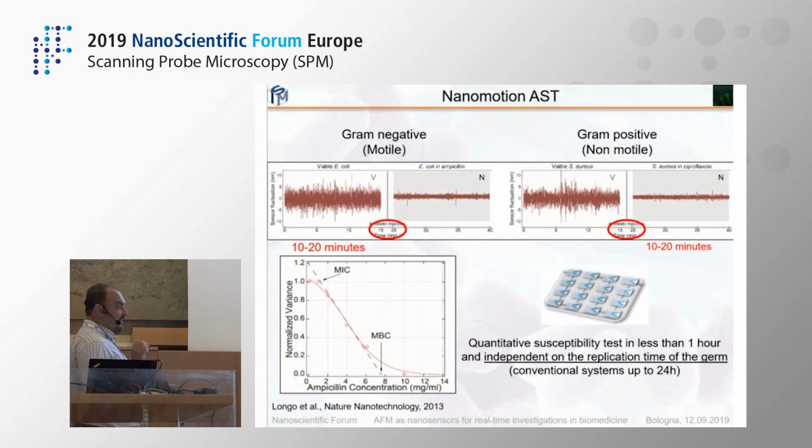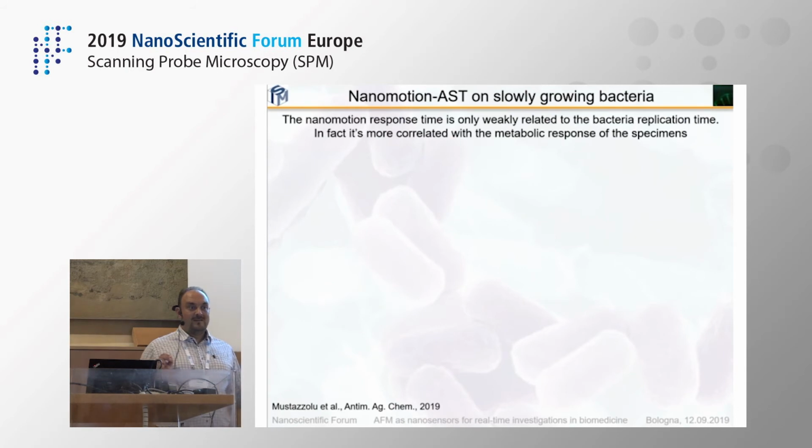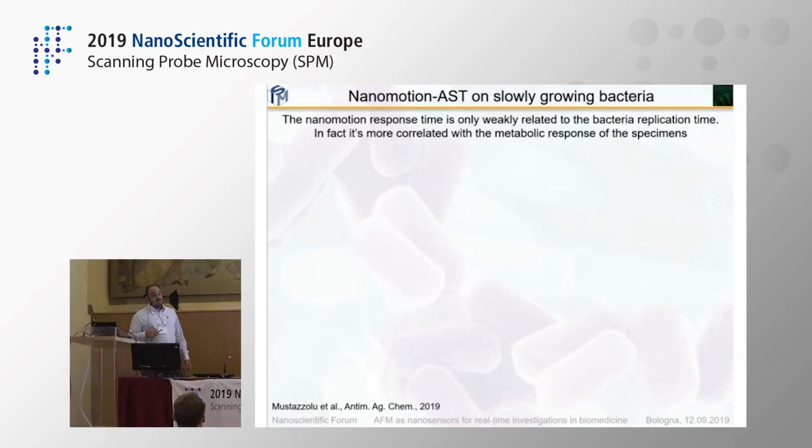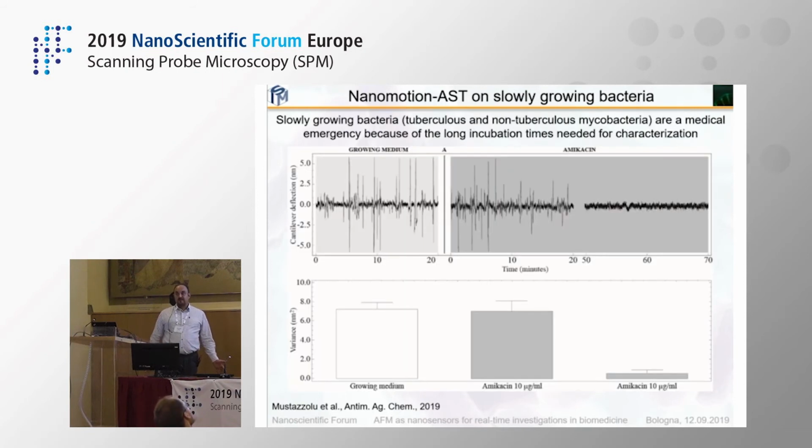And since this response is independent of the replication rate of the bacteria, we decided to take it a step further and tackle a medical emergency, both in developing and in developed regions: slowly growing bacteria, in particular mycobacteria that cause tuberculosis, for instance, or non-tuberculous bacteria. Also in this case, when exposed to an antibiotic, the response of the bacteria in terms of their motion was very fast, and in less than 1 hour we could measure a reduction in the movement. This allowed us to determine, also in this case, different bacteria. This is a tuberculous mycobacterium that is correlated with cow tuberculosis, while this is a non-tuberculous bacterium, to different antibiotics. We were able to determine an antibiogram also in this case.